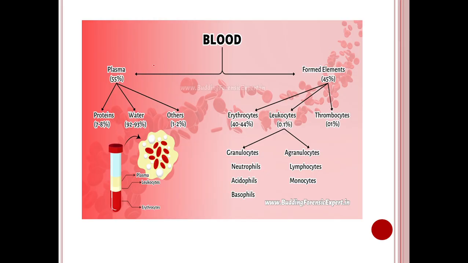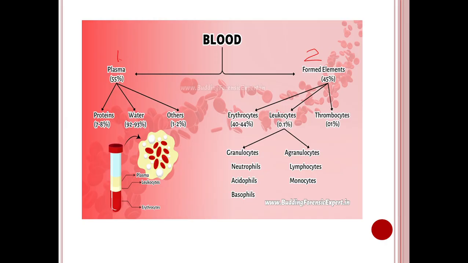First component is plasma. Second is formed elements. If blood is a company, then plasma is the 55% stakeholder and formed elements are the 45% stakeholder. Plasma is constituted of three parts: first protein, then water and then others. Proteins contribute 7 to 8% of plasma. The majority of plasma is water, 90 to 93%, and other elements are 1 to 2%.